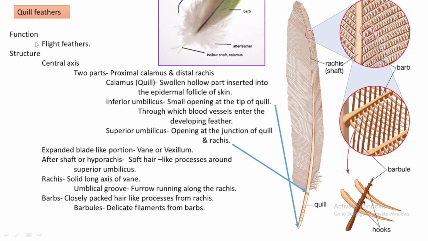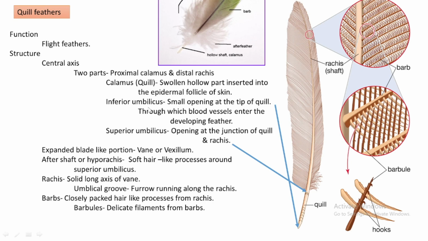Quill feather. What is the function? The feather that helps in flight is the quill feather. Regarding the structure, it possesses a central axis, and the central axis itself has two parts: a proximal calamus, this is the calamus portion, and a distal rachis portion. That central stem-like structure, the calamus, or otherwise called the quill, is a swollen hollow part. It is hollow, and using this part, that feather is inserted in the skin of the bird.